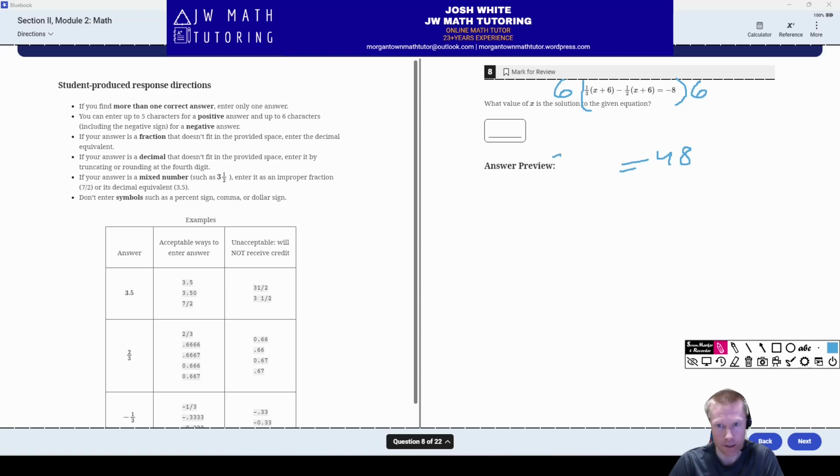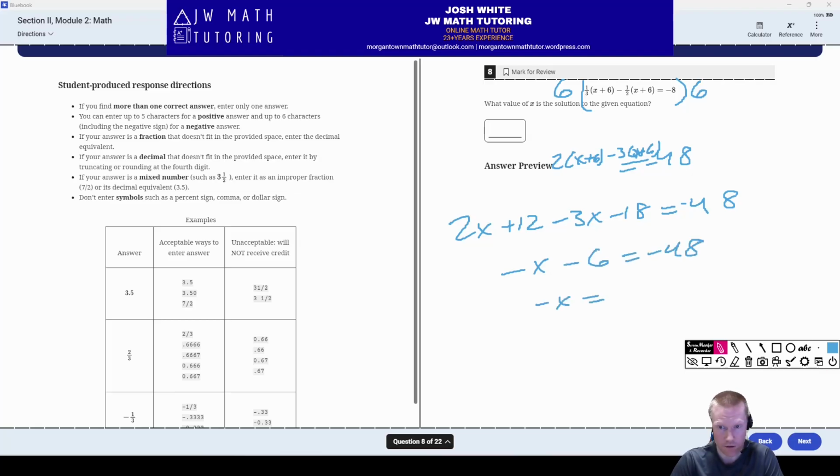This basically became 2x plus 6, and this became minus 3x plus 6. Now, you can technically combine these at this point and make it negative x plus 6, but I didn't do that. I'll just show the full work if you distributed the numbers out. It should be negative 48. And we get negative x minus 6 equals negative 48. Negative x equals negative 42. X equals 42. So the correct answer for this question is 42.